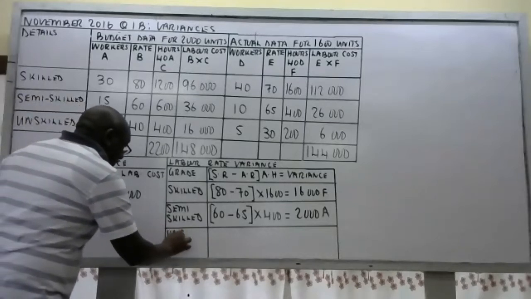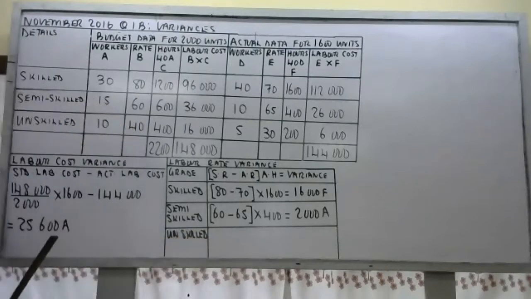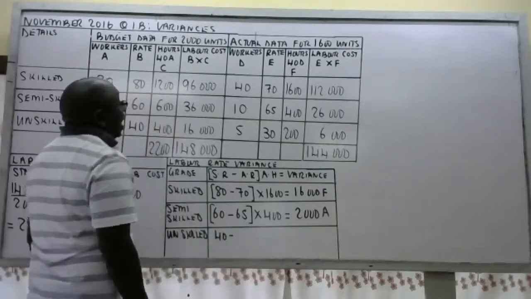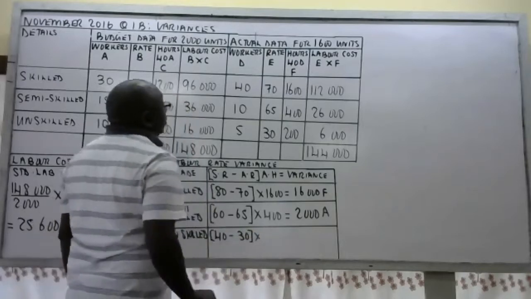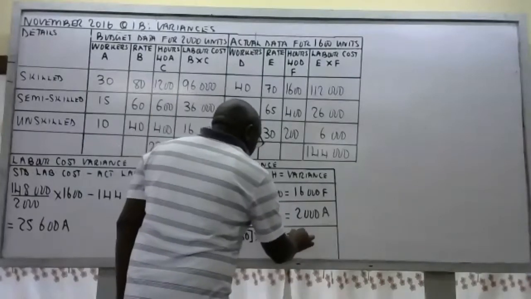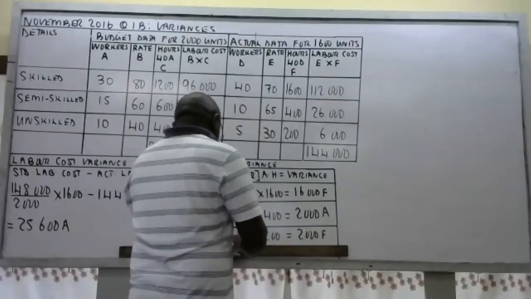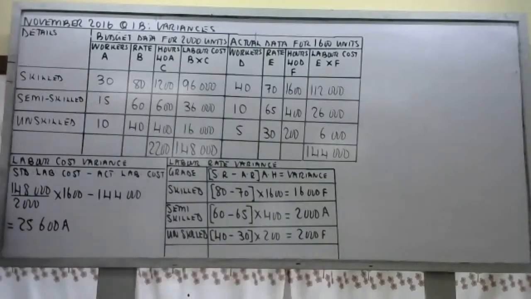Then unskilled. Unskilled has a standard rate of 40. The actual is 30. The actual hours were 200. So this again will be 2,000, which is favorable, because we paid a smaller rate.